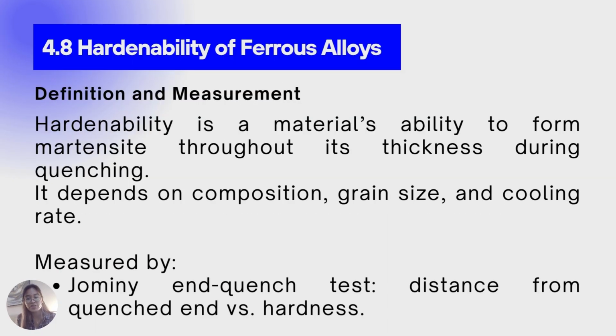The Jominy test measures a steel's hardenability, its ability to form martensite at different depths when quenched. A heated cylindrical sample is quenched with water at one end, creating a gradient of cooling rates. Hardness is then measured along this length. The farther from the quenched end, the slower the cooling. Alloy steels with elements like Cr, Mo, and Ni retain hardness deeper into the part, while plain carbon steels harden only near the surface. This test helps engineers predict how a part will respond to real heat treatment.